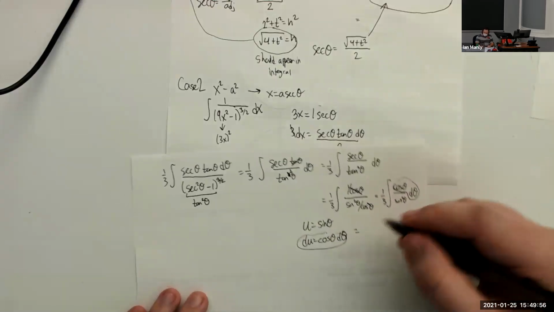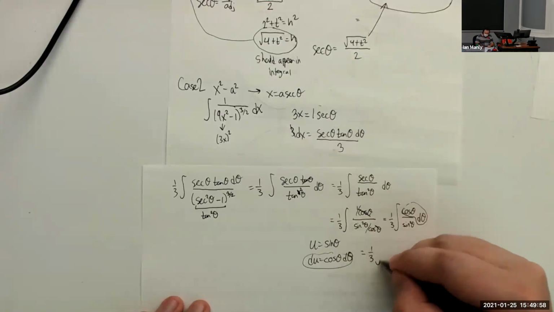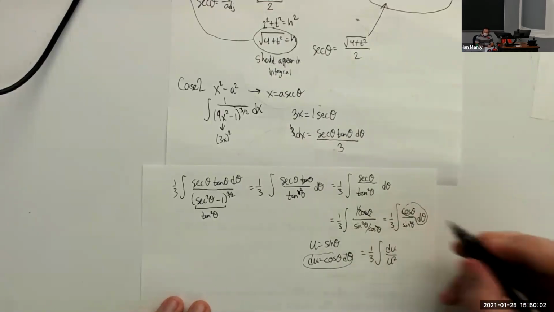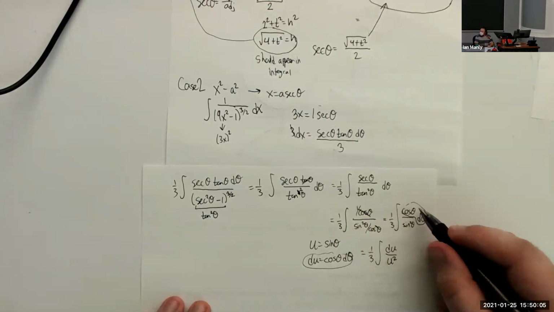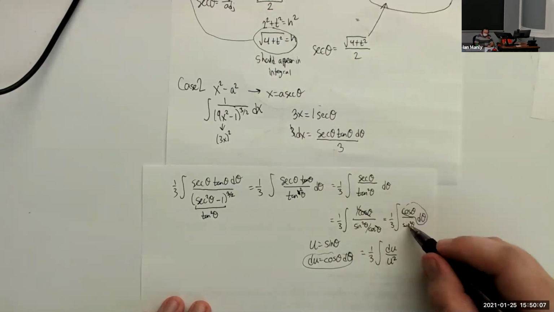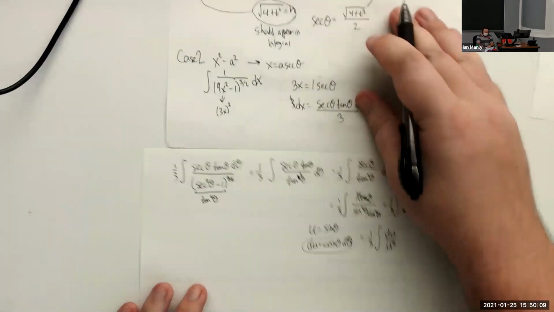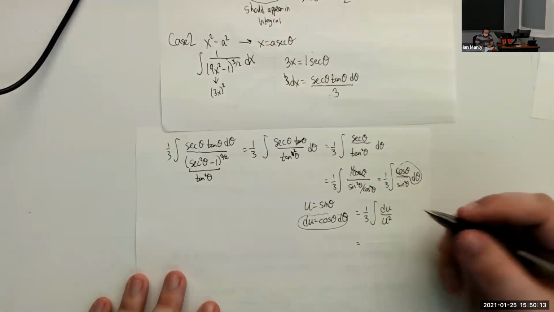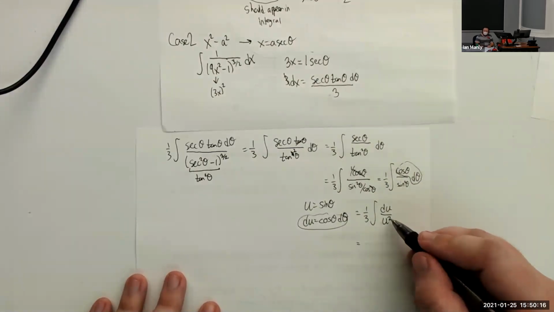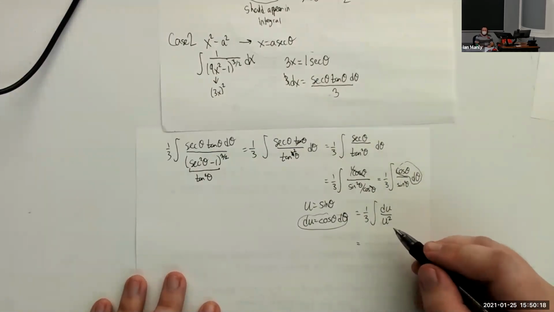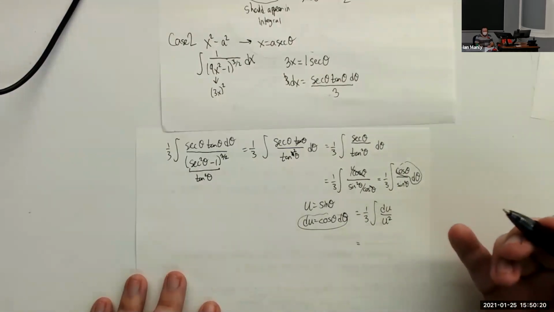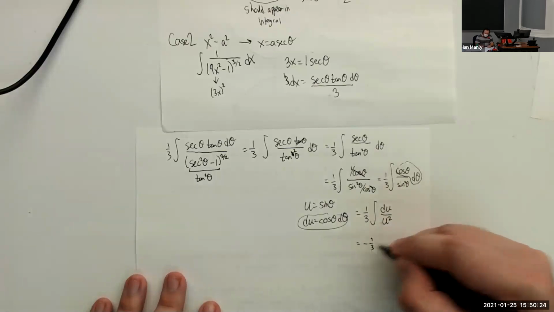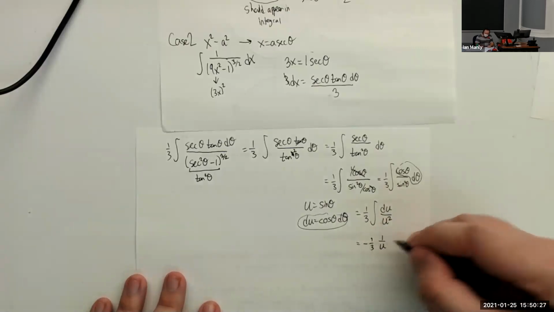So now this integral will turn into 1/3 the integral of du over u squared. Because remember, this all goes away into a du, and then I have sine squared, which is u squared. And then finally, I could just go ahead and use the power rule here. So I'm going to raise this power of -2 to be -1, and then I divide by my new power, which is -1. So I have -1/3 times 1/u.